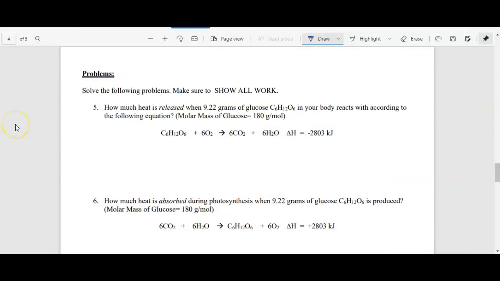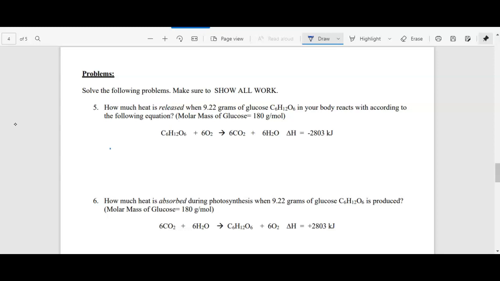For number 5, what we're going to do is look at this problem. How much heat is released when 9.22 grams of glucose in your body reacts according to the following equation? So our goal is to figure out how much heat is released for 9.22 grams. The equation tells me how much heat is released for 1 mole of glucose. We want to know how much heat is going to release for this many grams of glucose.